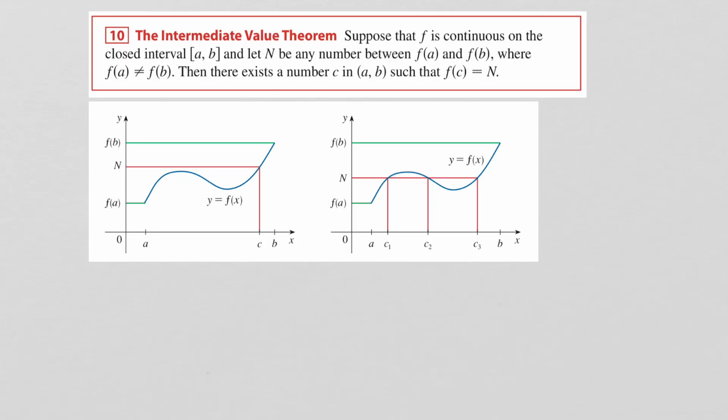Lastly, we have the intermediate value theorem. Suppose that f is continuous on the closed interval [a, b]. Let n be any number between f(a) and f(b), and f(a) and f(b) have to be different. If this is true, then there must exist a number c in between a and b such that f(c) is equal to n.